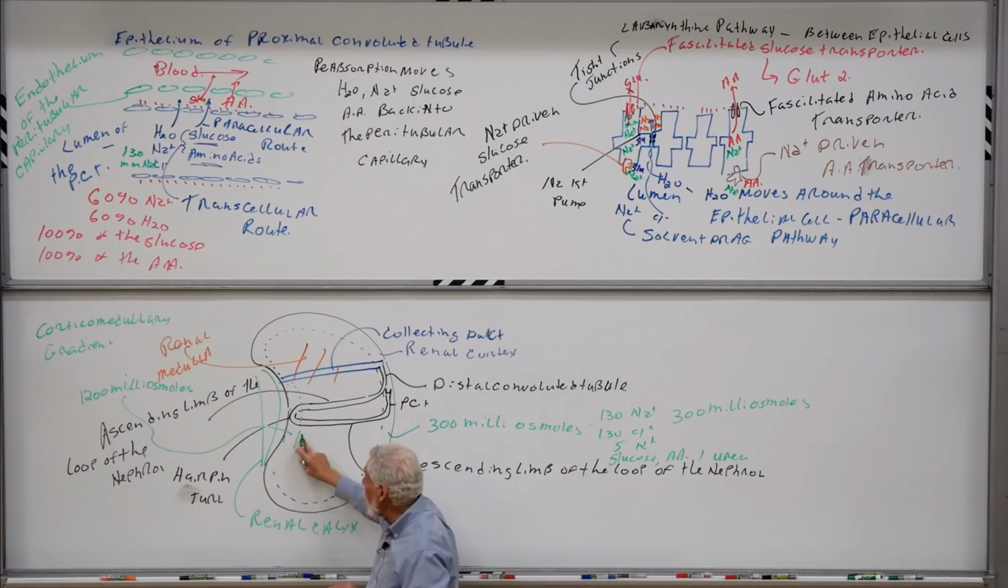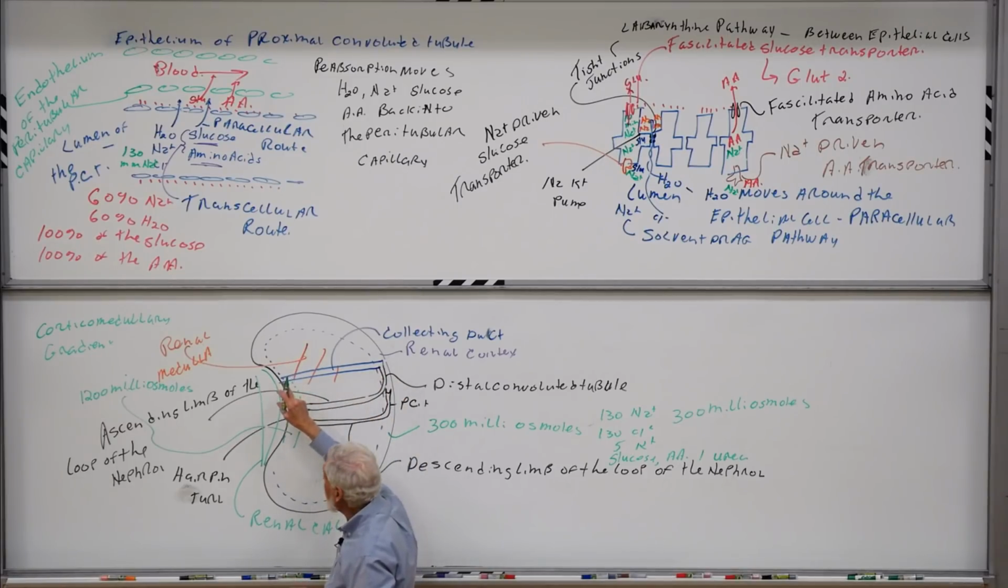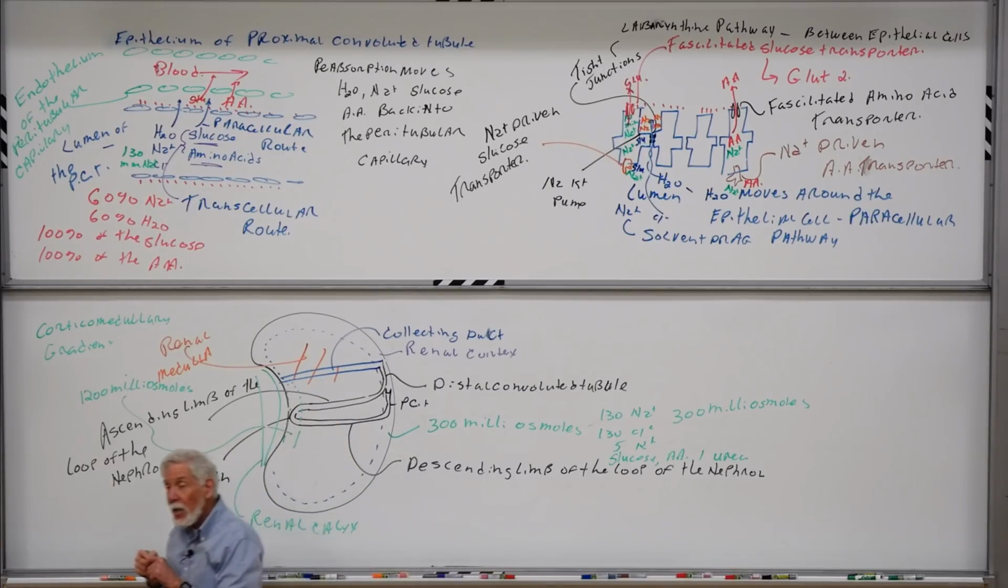And what we'll see tomorrow is it's the epithelial cells here of the descending and ascending limbs of the loop of the nephron that generate this corticomedullary gradient. And then finally, we'll use that corticomedullary gradient to do the final concentration of urine as the fluid descends through the collecting duct, and we'll talk about that tomorrow.